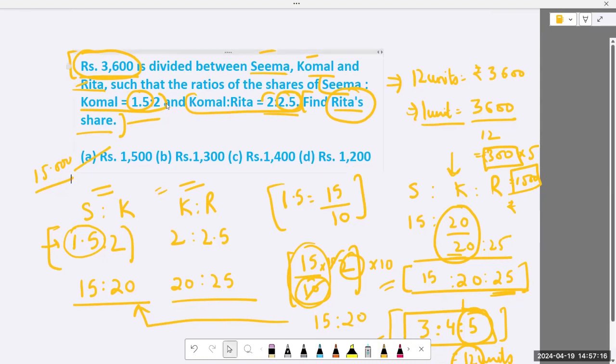Very simple, just the new concept was that of decimals, like how to convert them, which I have explained.